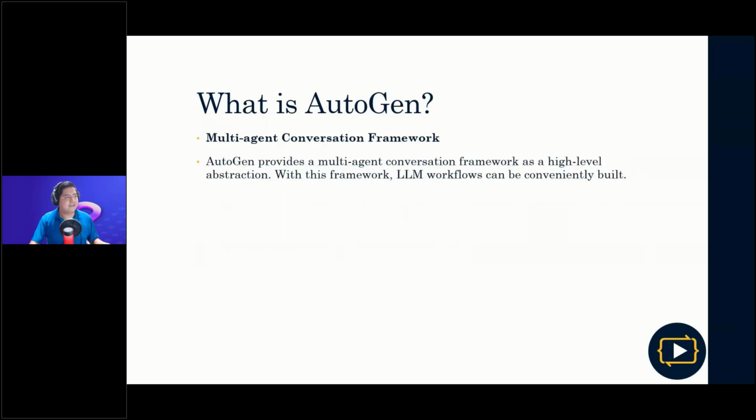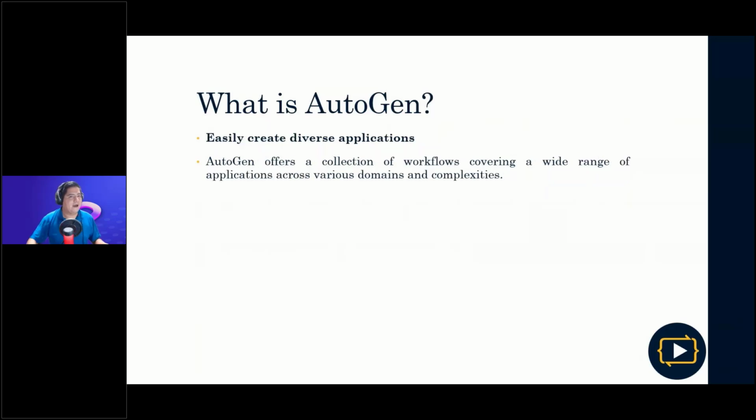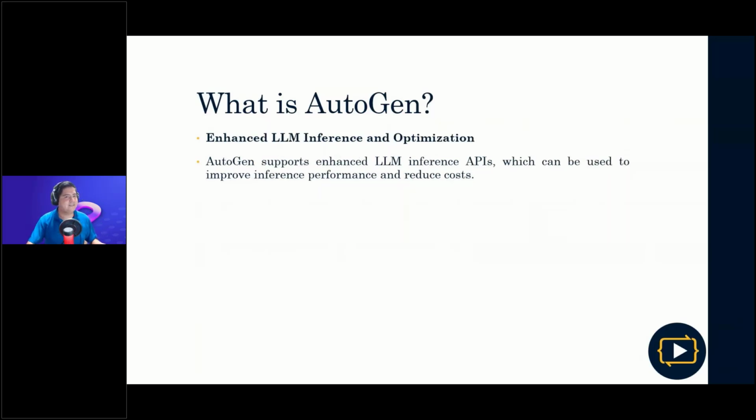And AutoGen is a multi-agent conversation framework that basically provides a multi-agent conversation framework as a high-level abstraction. And with this framework, LLM workflows can be conveniently built. And why is this possible? Because AutoGen offers a collection of workflows covering a wide range of applications across various domains and complexities.